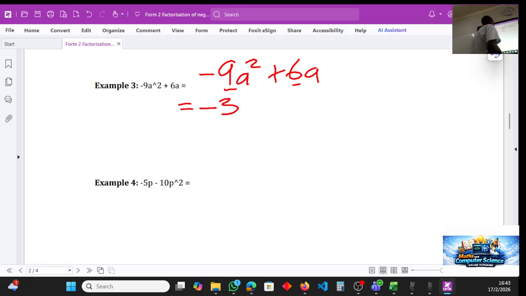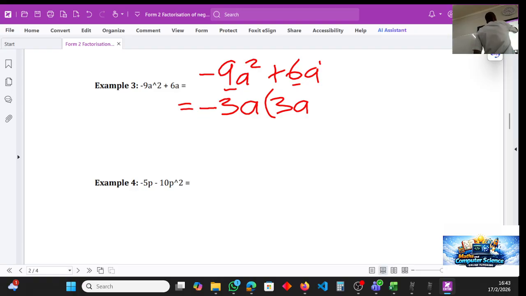Then I'll proceed to say I've got a squared, I've got a. So what's my HCF? When I've got a common variable, I'll take the lower index. And for this case, I don't see the index, which means the index is 1 there. So I've got my HCF. Then I use it to divide both terms. I'll start with the first one, minus 9a squared divided by minus 3a, because I'm going to get a positive. So it's 9 divided by 3, that's 3. a squared divided by a, that's a.